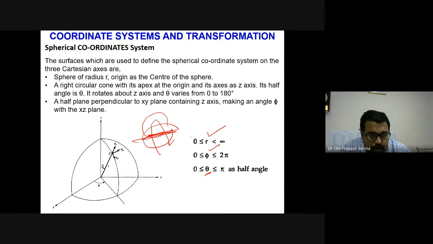Is it understandable or not? Yes or no? Please tell me. Yes, sir. So first we are changing the radius, then we are changing the 2 pi, and then changing this one.